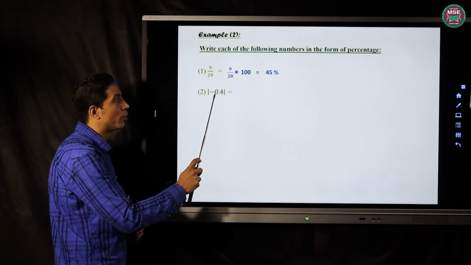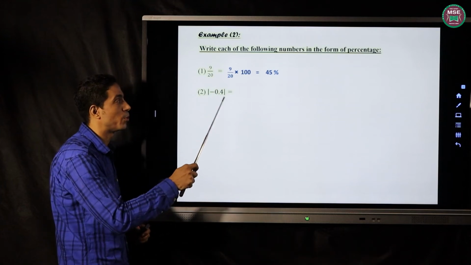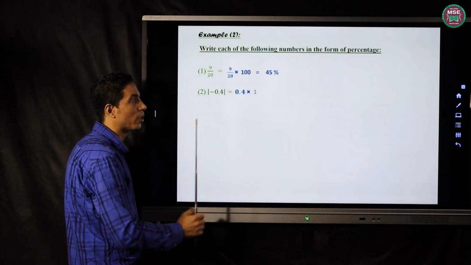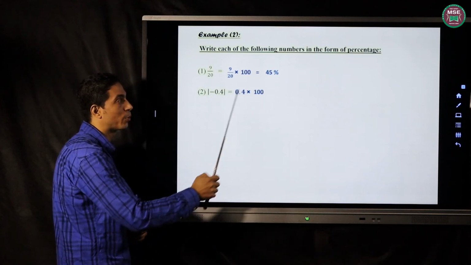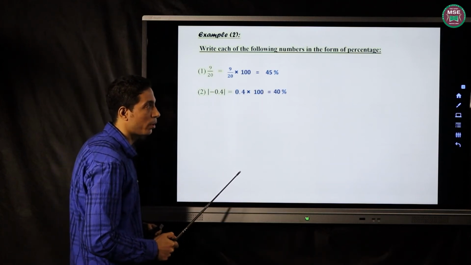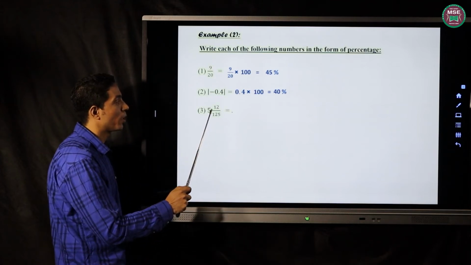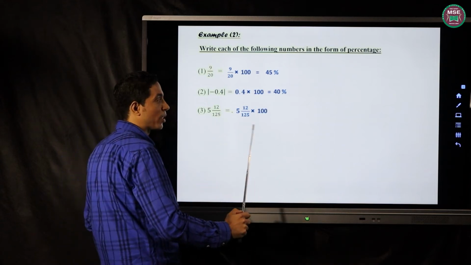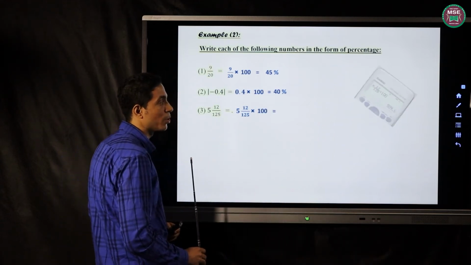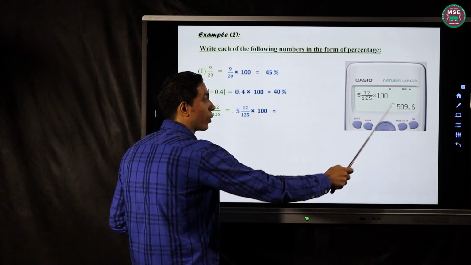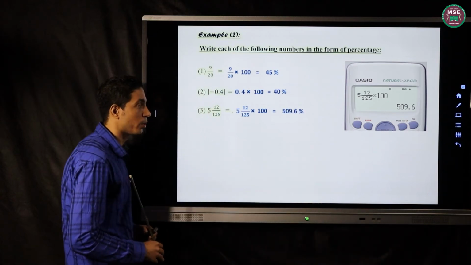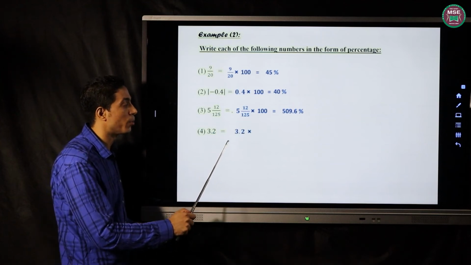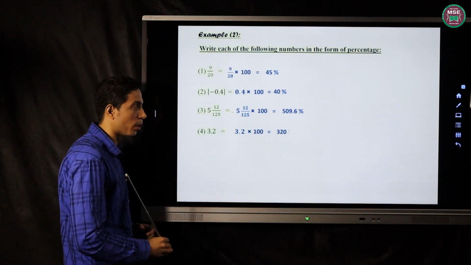And we can use a calculator to check our answer. Number 2, absolute value of negative 0.4. Of course, absolute value will cancel the negative. It will equal 0.4. Multiplying 0.4 by 100 to convert this number to a percentage will equal 40%. Number 3, 5 and 12 over 125, we multiply this mixed fraction by 100, it will equal 509.6%. Number 4, 3.2, multiplying 3.2 by 100 will equal 320%.